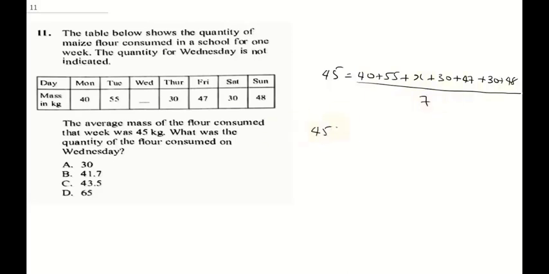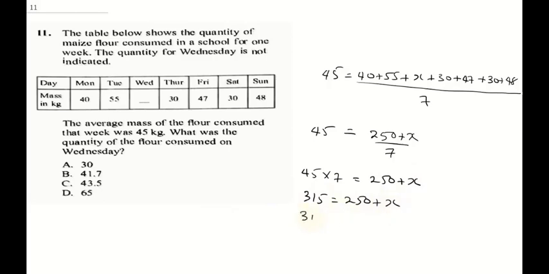So this will be the same thing as 45 is equal to, so we are going to sum the total, and this will give us 250. So this will be 250 plus x all over 7. At this point we will cross multiply. This will be 45 times 7 is equal to 250 plus x. 45 multiplied by 7 is going to give us 315 is equal to 250 plus x. From here you can collect like terms and say 315 minus 250 is going to give us x. Therefore our x will be what? That's 65. So final answer 65. So the correct answer here is D.